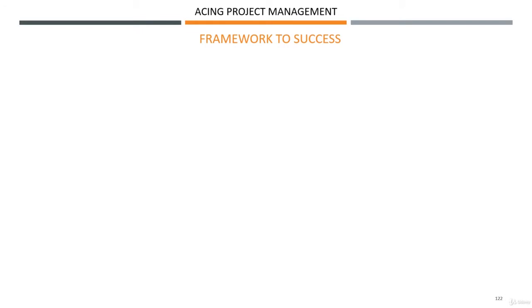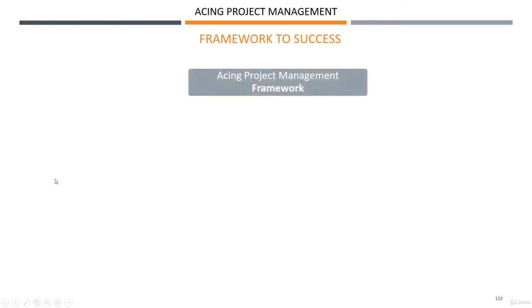Welcome back to the course, Acing Project Management, Framework to Success. Now let's get straight into it. What is this framework about? So it's made of 5 components. Let's go through them one by one.